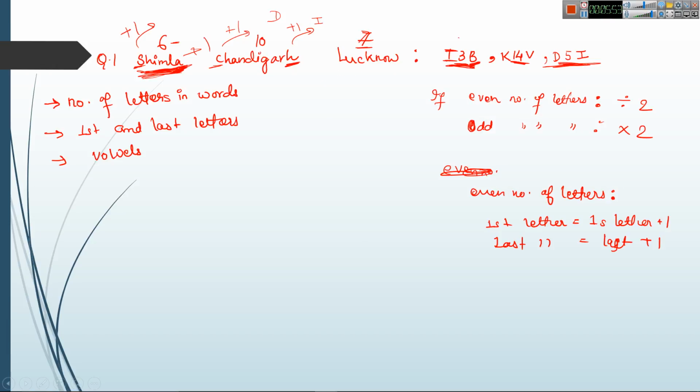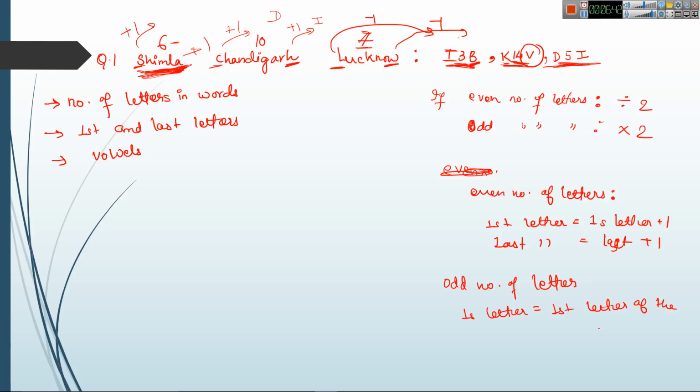Now we go to Lucknow. For Lucknow, the first letter is L and the code given here is K. But K does not come after L. It comes just before L. So if we do L minus 1, we get K. And the last letter of the word Lucknow is W. And again when we do W minus 1, we get V. So when we are dealing with a word with an odd number of letters, the letter part of the code will consist of the first letter of the word minus 1 and the last letter minus 1.